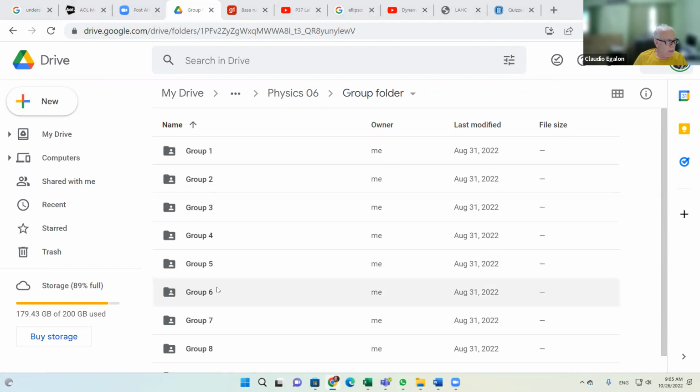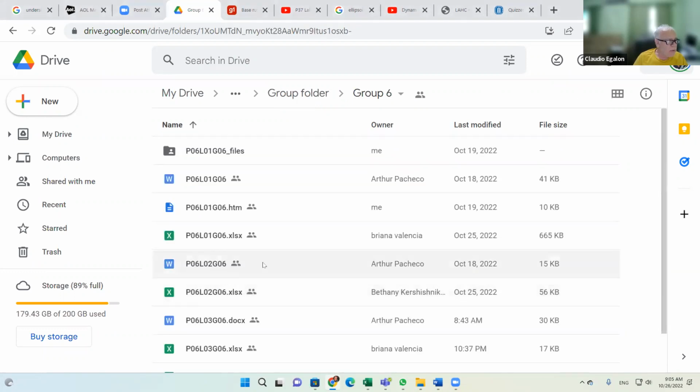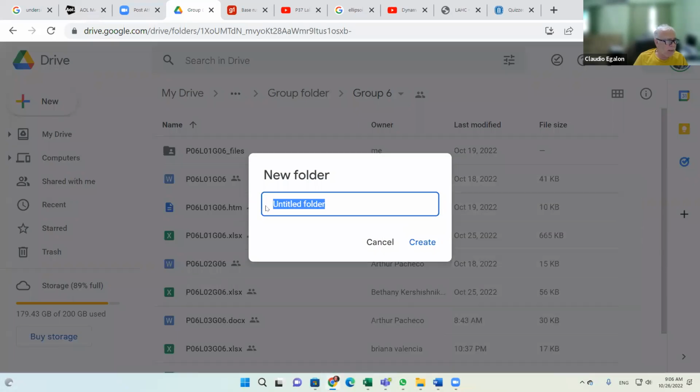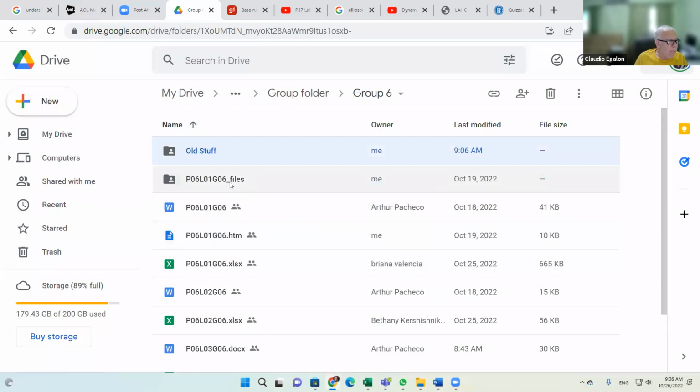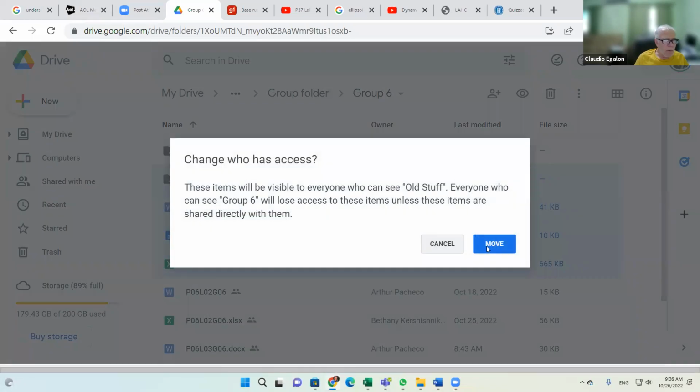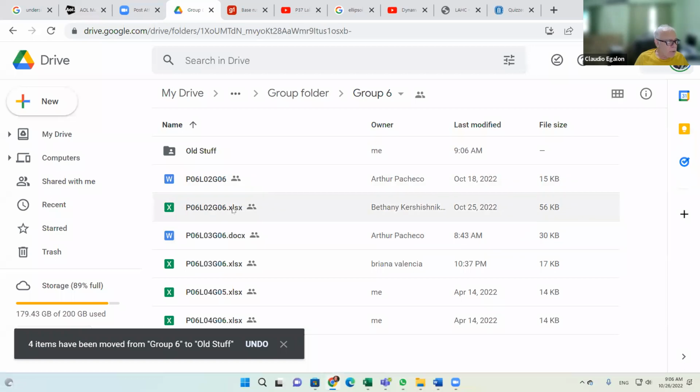Okay. What was the last one? Group 6. Next one should be group 6, right? Lab 1, lab 1. I'm going to start putting a new folder so this folder doesn't become too crowded. Okay, old stuff. I'm going to put like old stuff. Okay, I'll try to do that for everybody, but only for lab 1. Okay, here you go. Lab 1 here. So we move. Okay, lab 2, 3. Okay, now we have 2.